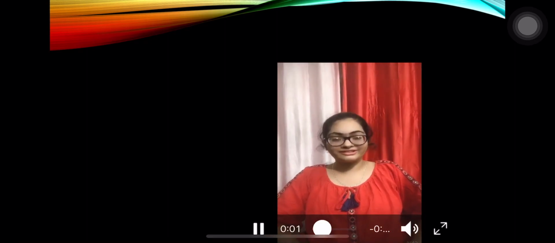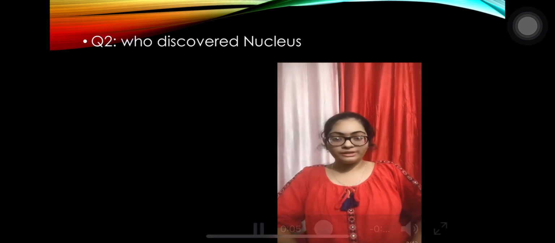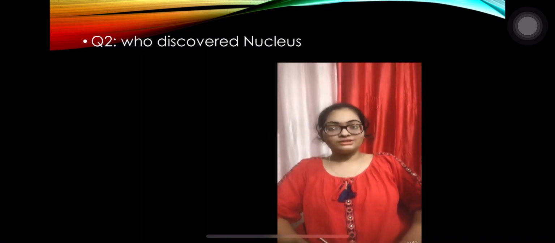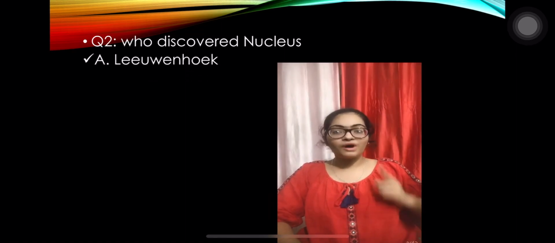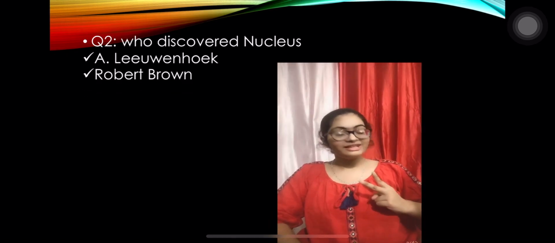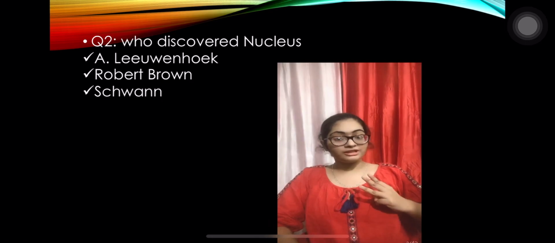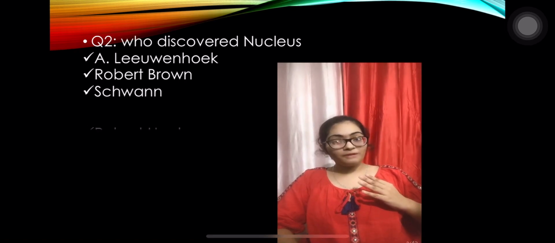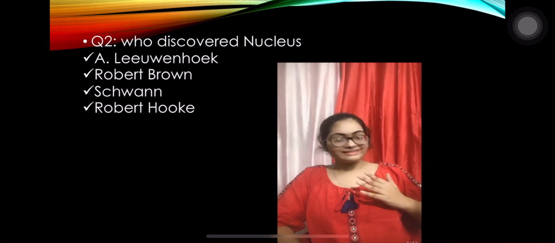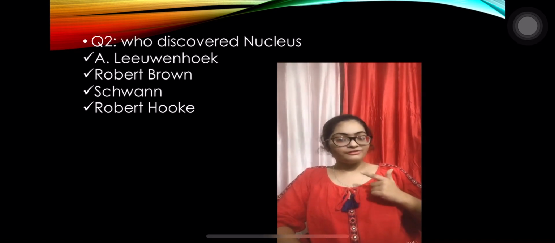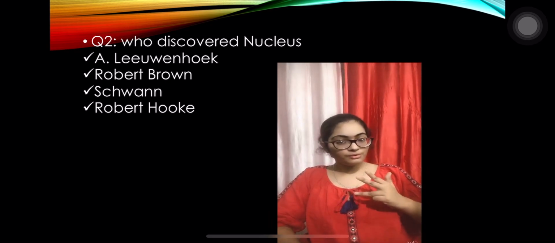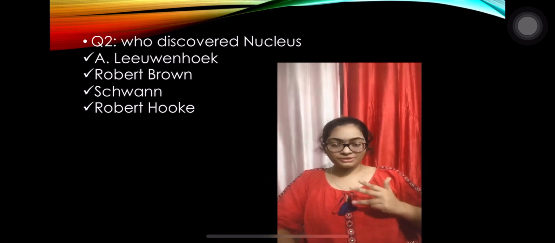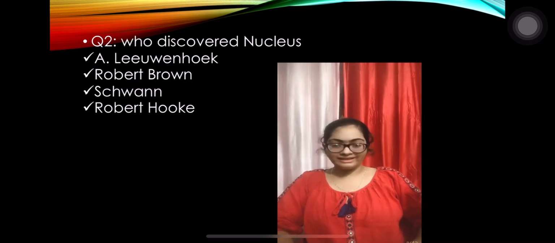The second question comes on your screen, and it is, who discovered the nucleus? Which scientist discovered the nucleus? The first option is Anton von Leeuwenhoek. The second option is Robert Brown. The third option is Schwann. Your fourth and last option is Robert Hooke. I'll give you 5 seconds. Let us see how many of you can answer. 5, 4, 3, 2, 1. Come on, recall. And your correct answer is Robert Brown.